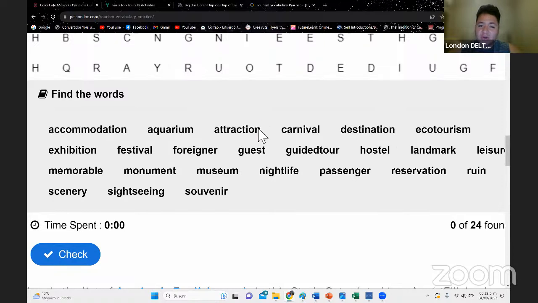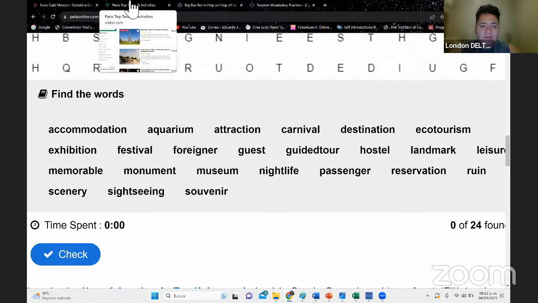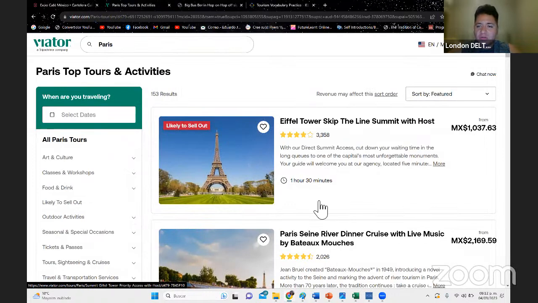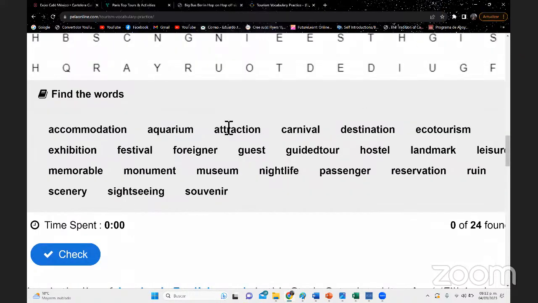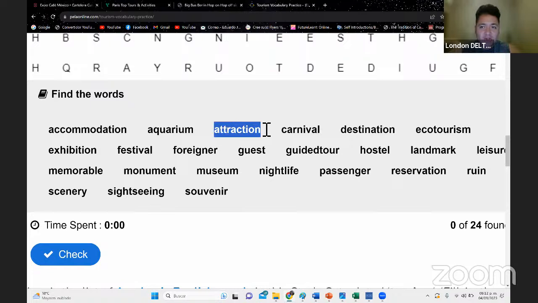Okay, well, we have attractions. I think you know that an attraction is everything that you can go to see and do in a touristic place. For example, what's a common attraction you can see in Paris, in France? What is a very famous attraction from Paris? Eiffel Tower. Very well. So that's the meaning, right? Attraction. Those places you can go.